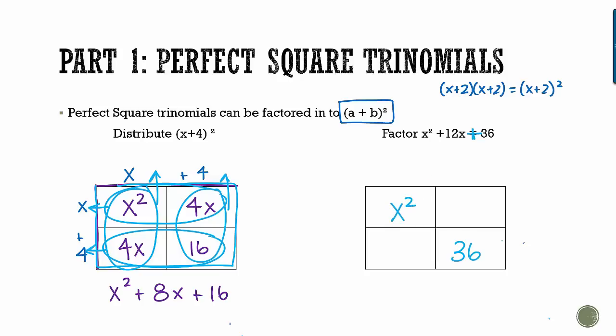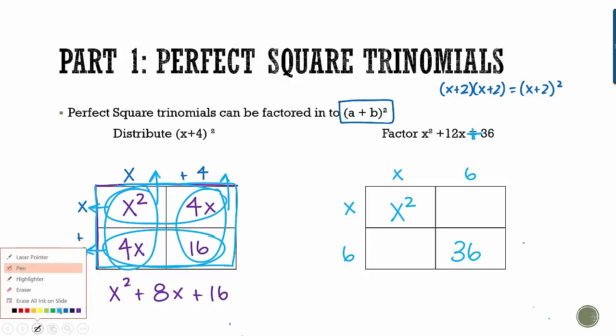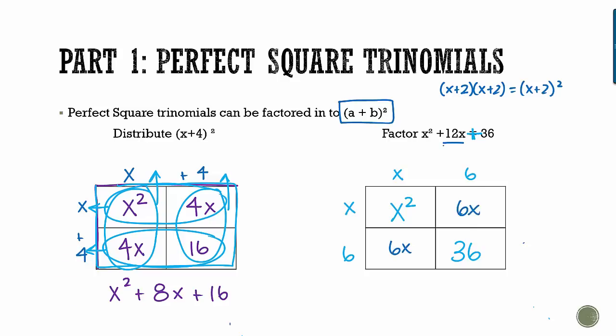and 36 goes down here. Now, we can quickly see that it's x and x to give us x squared, and 6 and 6 to give us 36. So in each of these boxes here, we get a 6x, and that's where this 12x comes from. Those two are always going to be exactly the same.